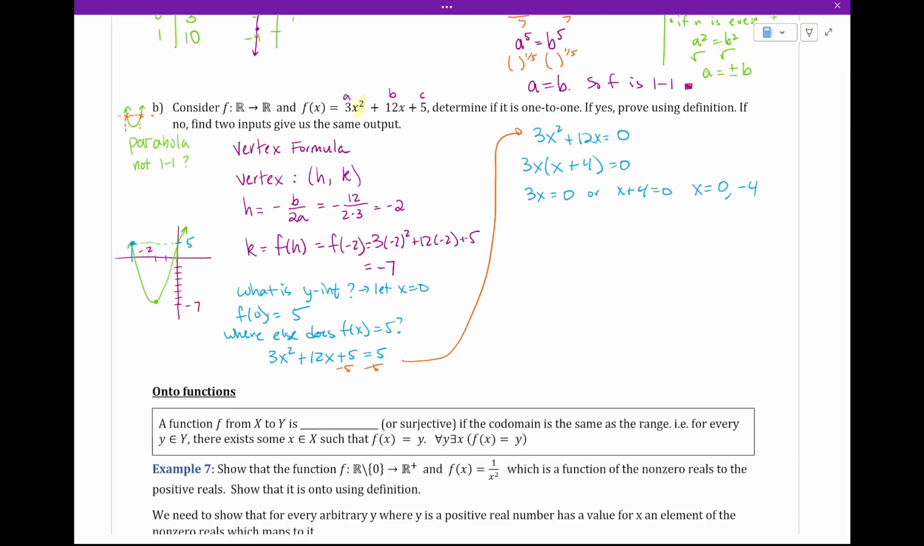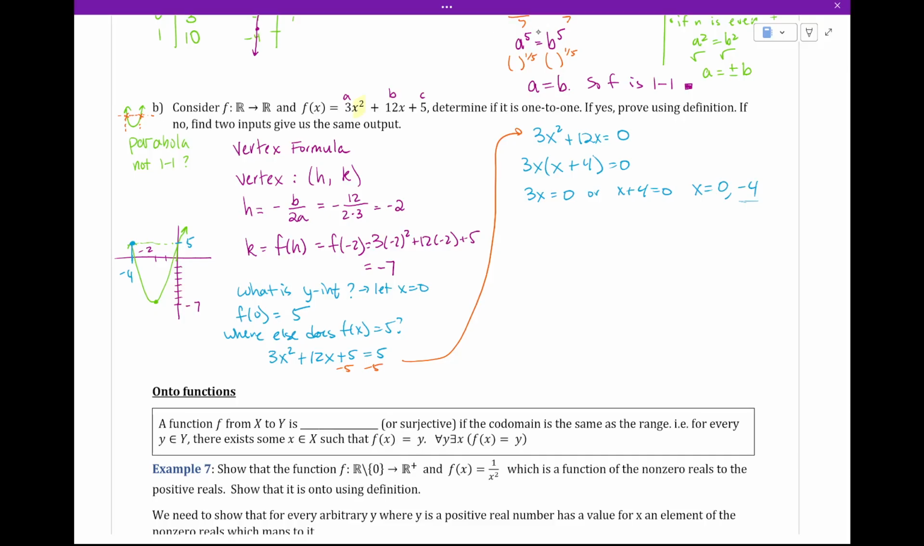And I already have the 0 one. That's the one that I found already. But the negative 4 one is the one that I don't have. So this value right here is negative 4. So this is the part that is actually showing, proving, that this is not 1-to-1, the part that I'm about to write.